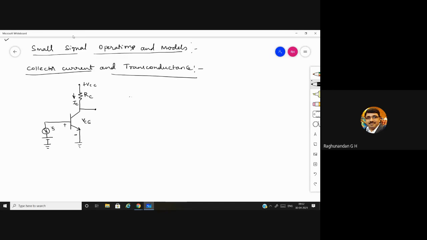This is VCE. So now here we are using a voltage source, which is giving out some signal which we need to amplify by using this amplifier circuit. It is a simple amplifier circuit we are using. And on what basis can we tell it is an amplifier circuit?